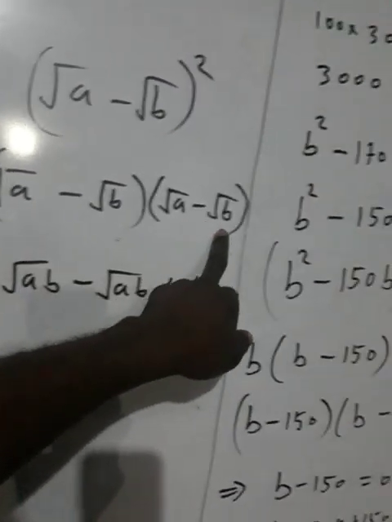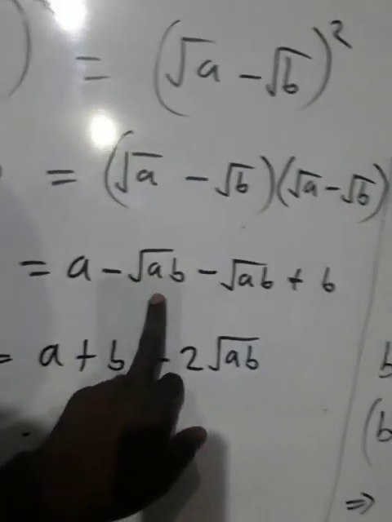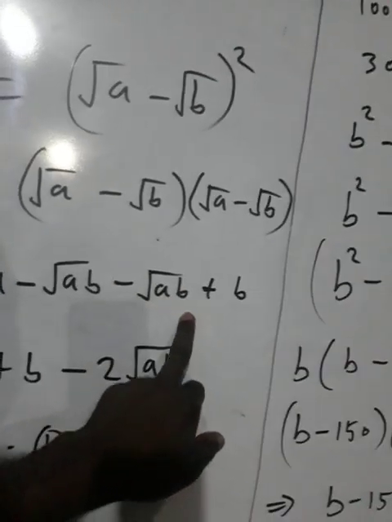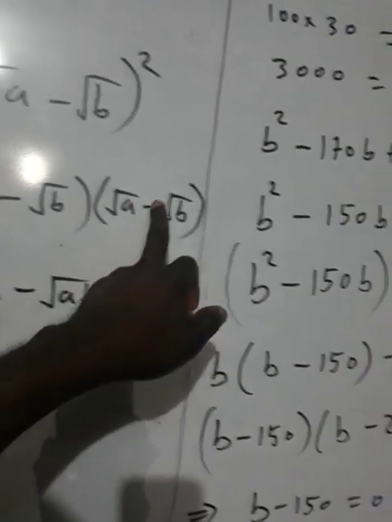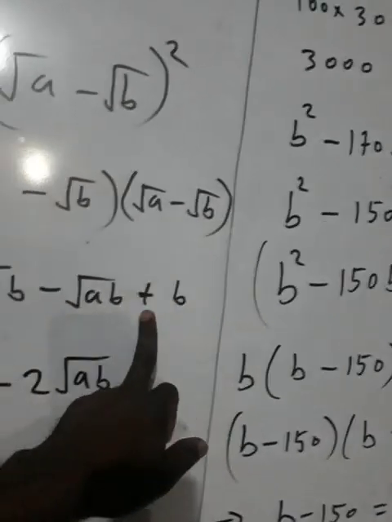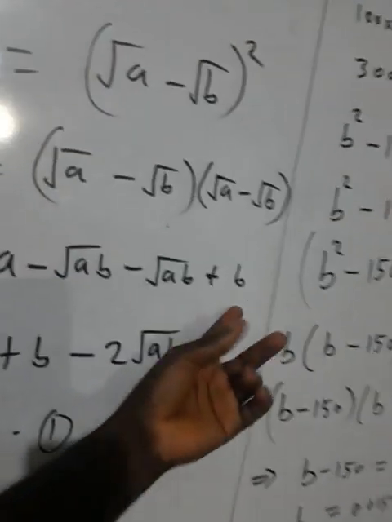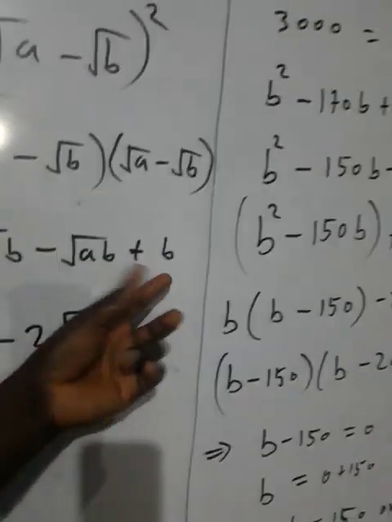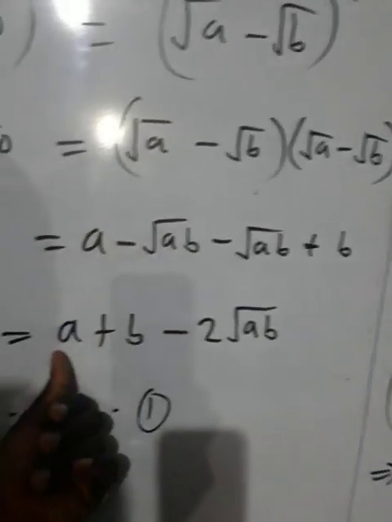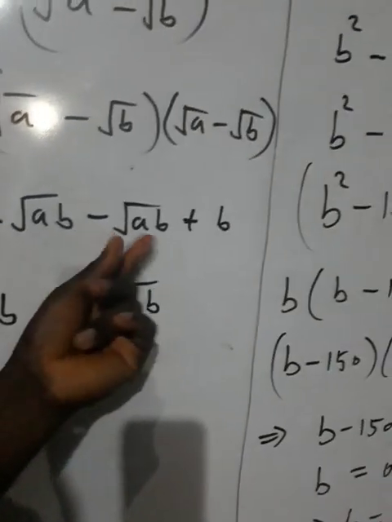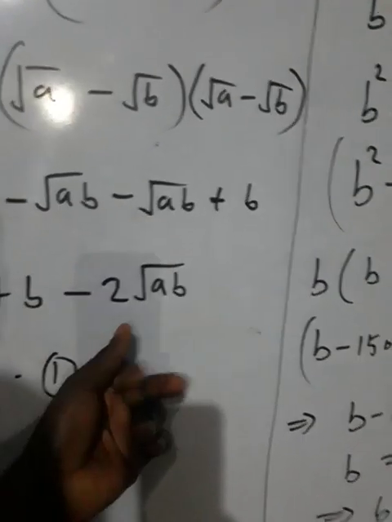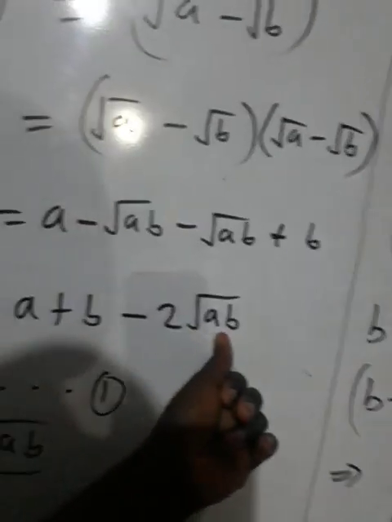Root a times minus root b is minus root ab. Minus root b times root a is minus root ab. Minus root b times minus root b is plus b. Bring a and b together, they are rational numbers. So you have this as a plus b, and these are irrational. You can add them. Of course, this is minus root ab. Minus root ab twice is going to give you minus 2 root ab.